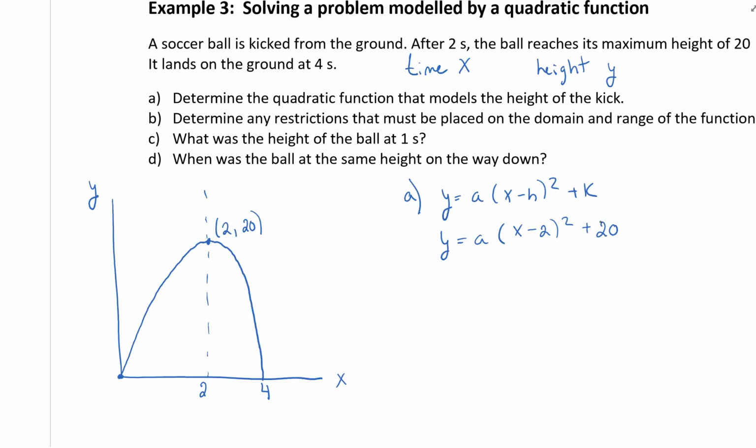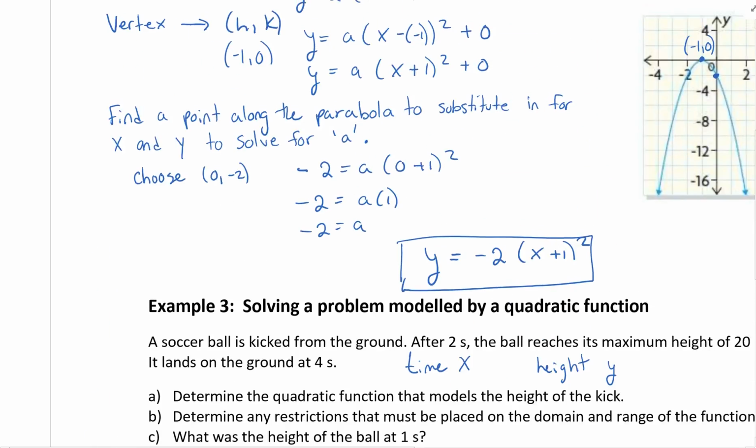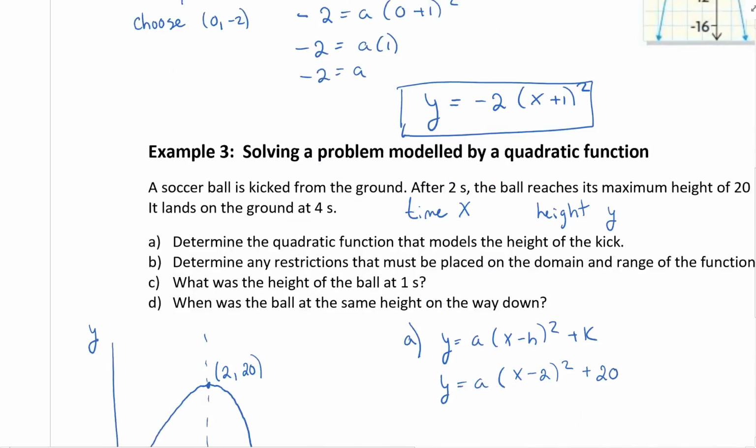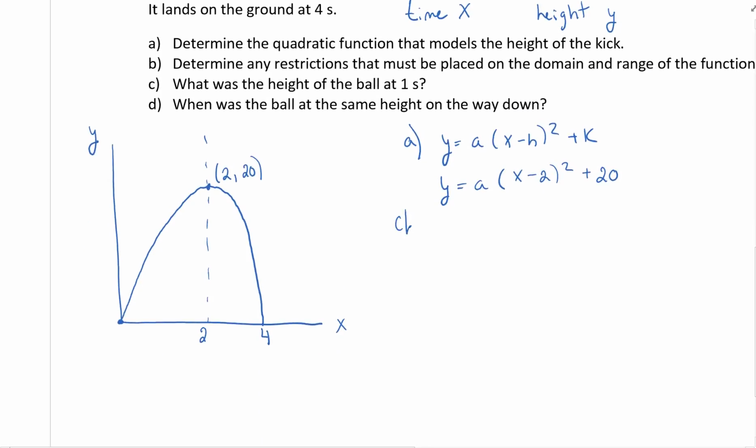Well, I can choose a point to substitute, right? If you chose 0, 0, that would work, right? Or if you wanted to choose 4, 0, that would work as well. You need to plug some point in the same way we did in this previous example. Choose a value to substitute. So why not choose 0, 0? In this case, I put in 0 is equal to a(0 minus 2) squared plus 20.